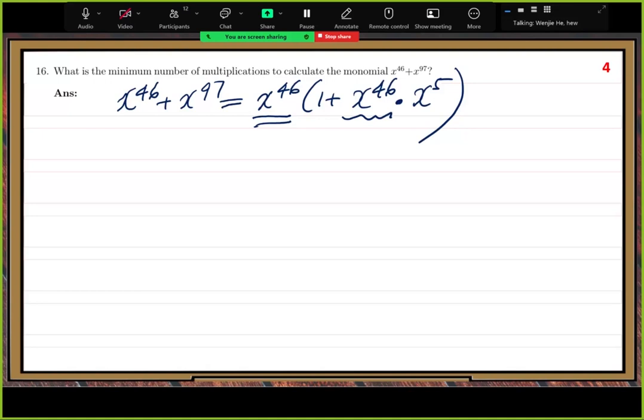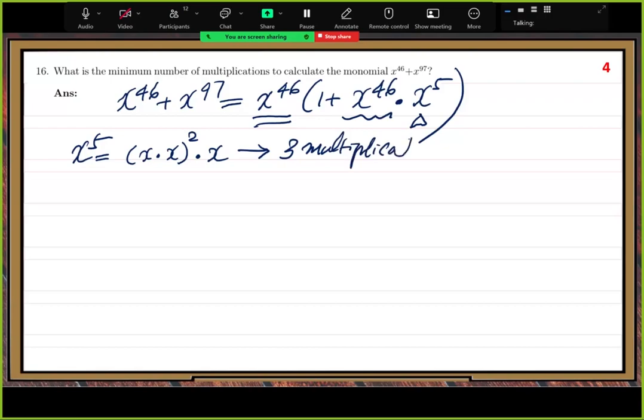Then, after that, x to the 5th. That means you need to calculate x to the 5th. You need to calculate that. So let's calculate it first because it's so simple. X to the 5th: x times x squared, that's x to the 4th, times x. So this one, you need 3 multiplications.